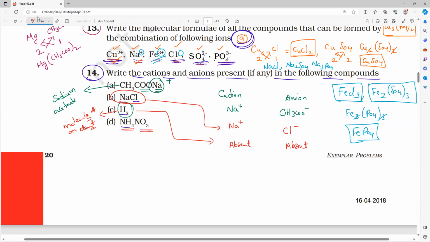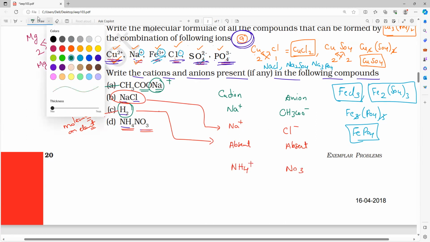Next, ammonium nitrate. What is the positive ion? Ammonium. Nitrate. What is the valency of nitrate? Anybody? -1.